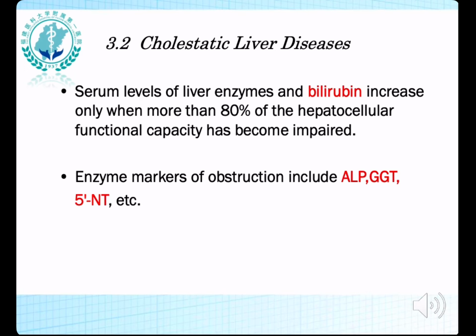Serum levels of liver enzymes and bilirubin increase only when more than 80% of the hepatocellular functional capacity has become impaired. So, for early screening, these enzymes may not be sensitive enough. In the early stage, ultrasonography, liver puncture, and some autoantibodies assessment may be necessary, okay? And enzyme markers of obstruction include ALP, GGT, and 5-NT.